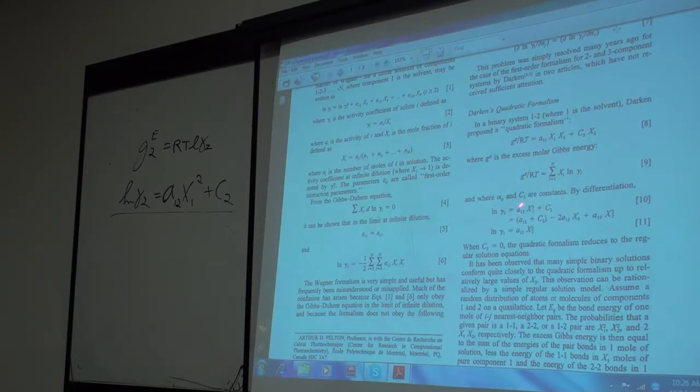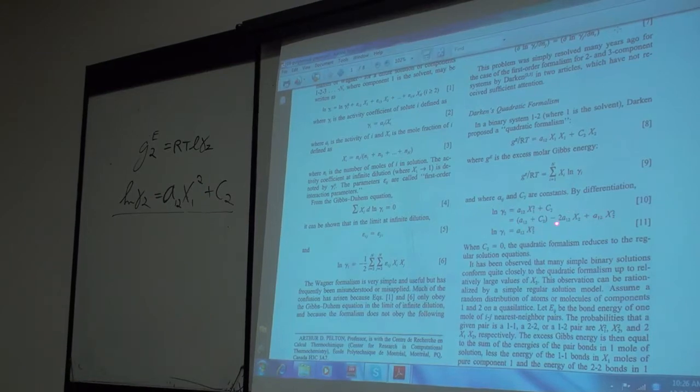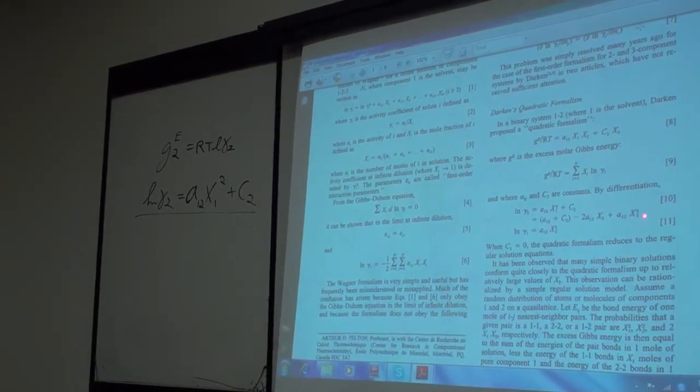Okay, so let's write this out then. Let's expand x1 squared is 1 minus x2, okay, so there's your Darken's quadratic formalism. And let's expand that in terms of x2, simply replace x1 by 1 minus x2. x1, remember, is close to 1. You expand it in terms of 1 minus x2, and you get this expression here for log gamma 2. Okay, so now let's compare that to Wagner's formalism.